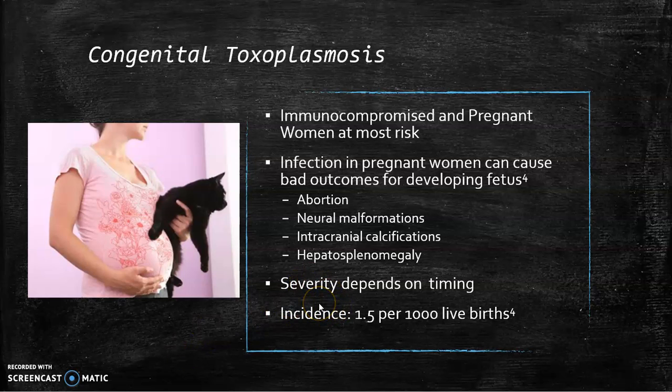The severity, and which one of these malformations occurs, depends on timing. If it occurs during implantation, abortion could happen, or if it's during the time of the neural cord formation, of course, there could be a lot of spinal cord and brain issues. And you can see here that the incidence is 1.5 per 1,000 live births.